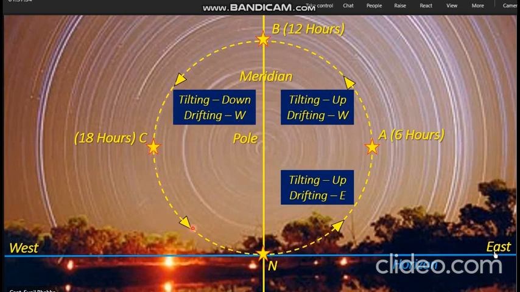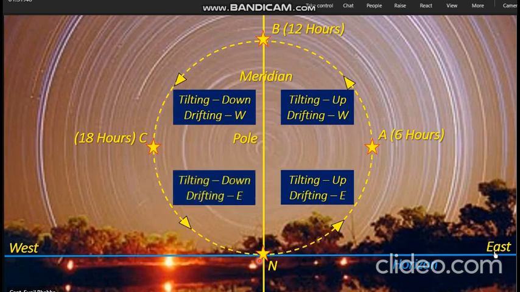Now moving from Charlie to November, you can see the gyro star is decreasing its altitude. The altitude of the gyro star is decreasing, or it is moving downwards in the sky. So that tells us that the spin axis will be tilting down. So you can see it coming up. Spin axis will be tilting down.